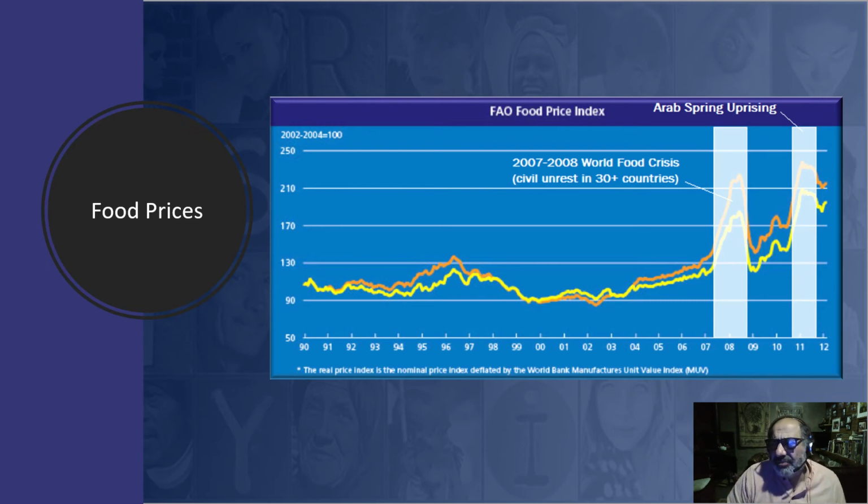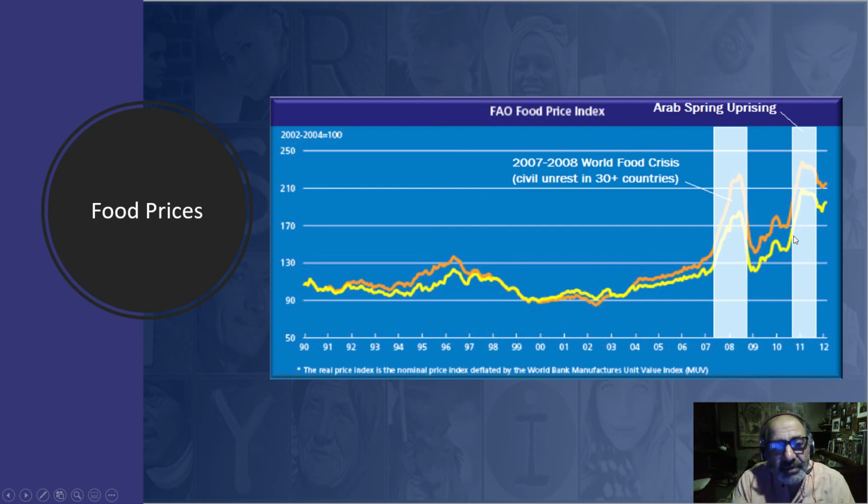This is a correlation between food prices and political unrest. These lines represent food prices. When we had these two spikes in 2008 and then 2011, we had civil unrest in 30 countries with a spike in food prices, and then the Arab uprising also coincided with the food prices.